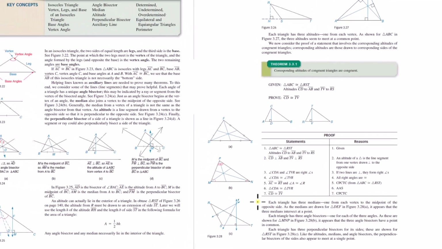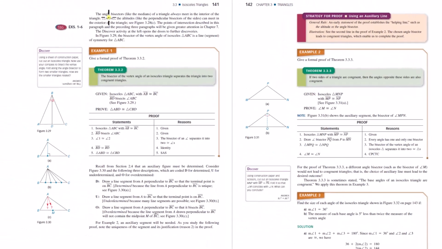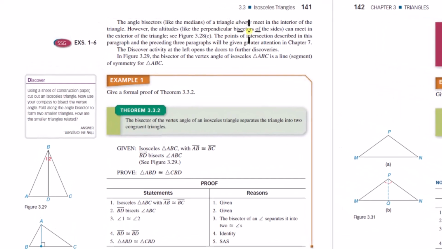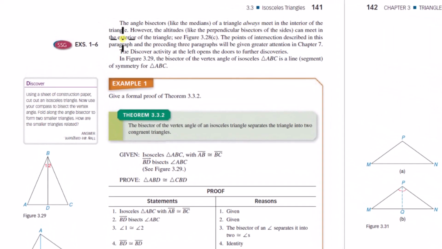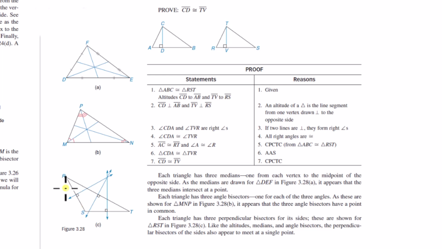Here they give an example. Okay, the angle bisectors, like the medians of a triangle, always meet in the interior of the triangle. However, the altitudes, like the perpendicular bisectors of the sides, can meet in the exterior of the triangle. So yeah, let's come back. It makes sense that the angle bisectors and the medians are going to have to meet and just in general be in the interior of the triangle. But we saw how it can make sense that in some circumstances an altitude can be on the exterior of the triangle, and therefore all the altitudes could meet on the exterior of the triangle.